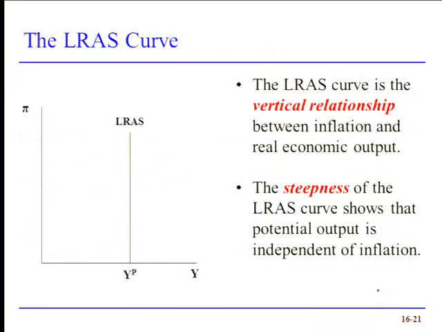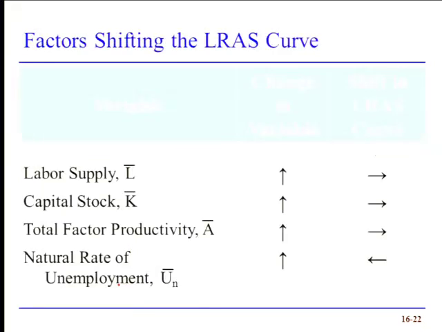So just keep those two in mind. Long-run aggregate supply curve is pretty straightforward. It's a vertical relationship between inflation and economic output at potential. It reflects the classical dichotomy, or that potential output is independent of inflation. And as we've seen, changes in the labor supply, capital stock, total factor productivity, or the natural rate of unemployment can all cause shifts in the long-run aggregate supply curve. Increase labor supply, capital stock, total factor productivity, potential output goes up. Long-run aggregate supply curve would shift to the right.